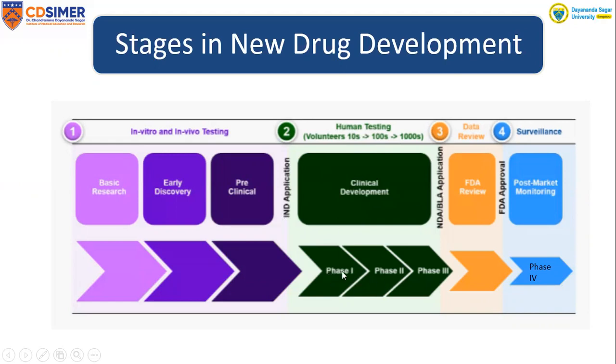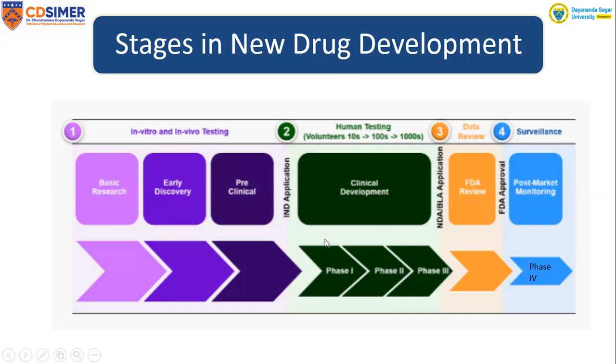So in this you can see there are four phases of development. You can see phase 1, phase 2, phase 3, and then phase 4. Okay, so you can see here three phases are in green, and the other phase is in light blue, navy blue. So why is that? You can see phase 1, phase 2, phase 3. These trials are mandatory for getting the marketing approval. Okay, marketing approval.